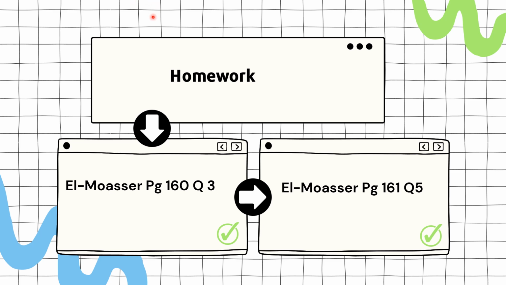And now let's go to homework. Please open Al Moasser page 160, Question 3, solve it please, and page 161, Question 5.